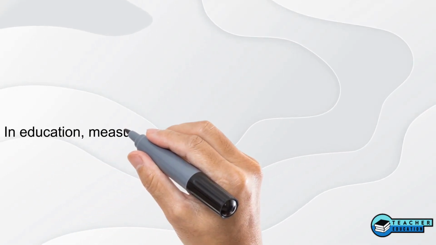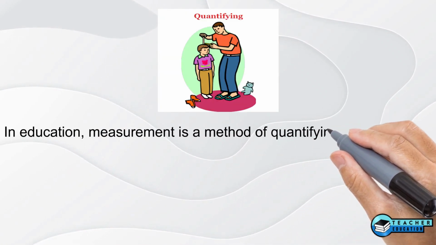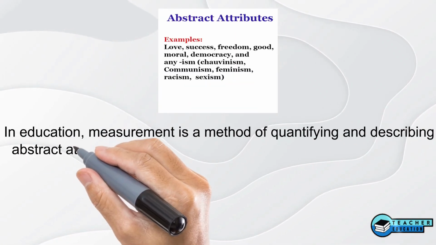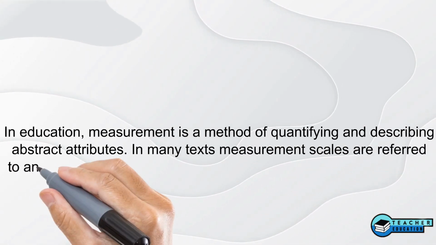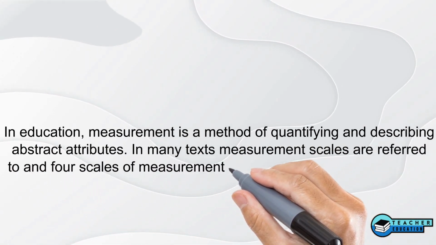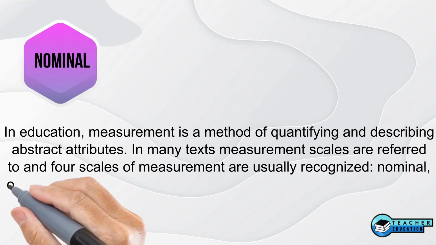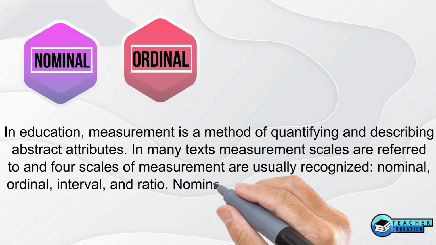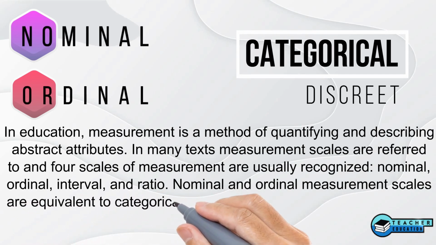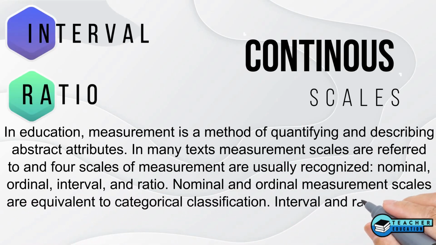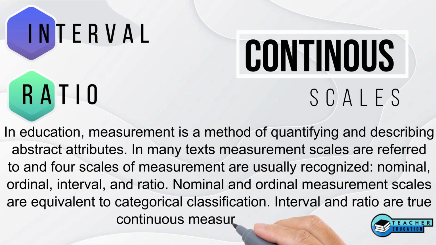In education, measurement is a method of quantifying and describing abstract attributes. In many texts, measurement scales are referred to, and 4 scales of measurement are usually recognized: nominal, ordinal, interval, and ratio. Nominal and ordinal measurement scales are equivalent to categorical classification. Interval and ratio are true continuous measurement scales.